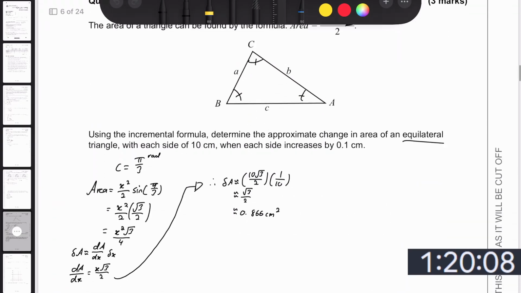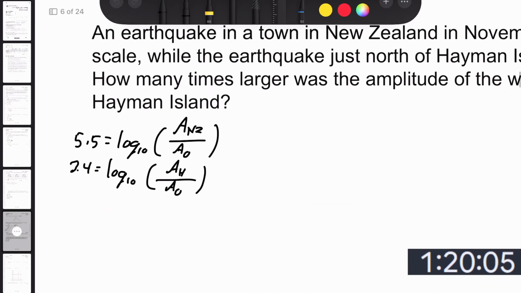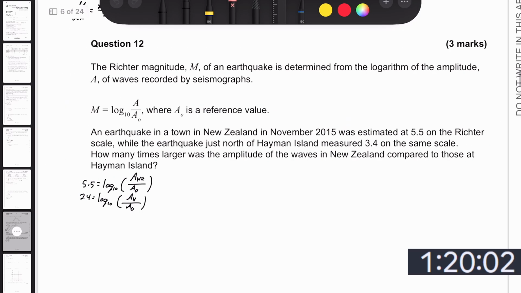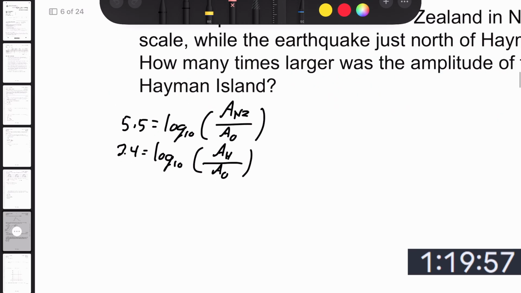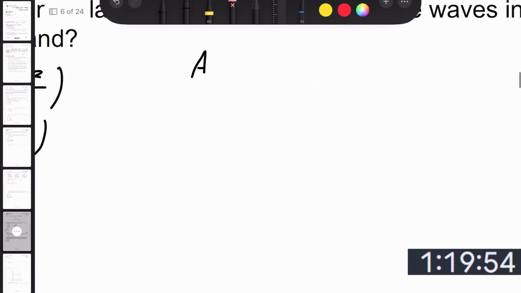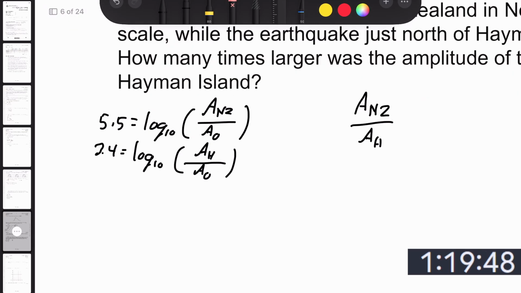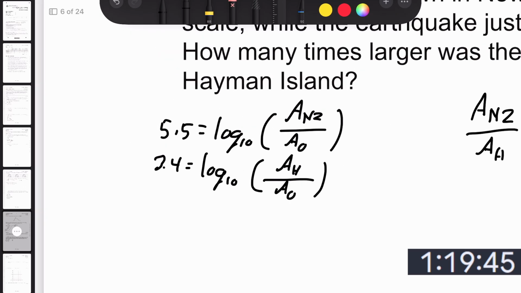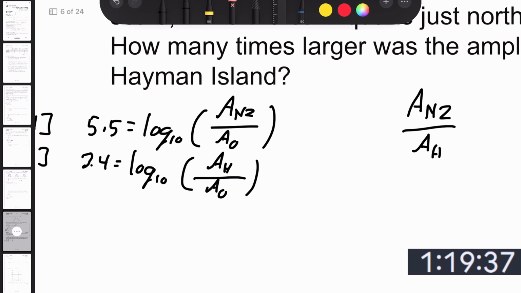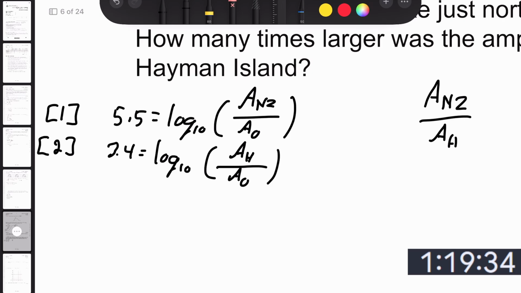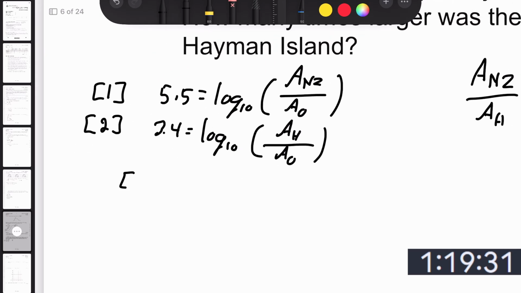Let's see. I think we were here. Okay. And we wanted to find how many times larger is the magnitude of the waves in New Zealand compared to those at Hayman Island. So I want to find, let's write it over here, ANZ over AH. I think if I take these equations away from each other, so if I call that 1 and I call that 2, then when I take these away, I'm going to get a log minus a log, which would be a division. And yeah, okay, I think that's where we want to go.